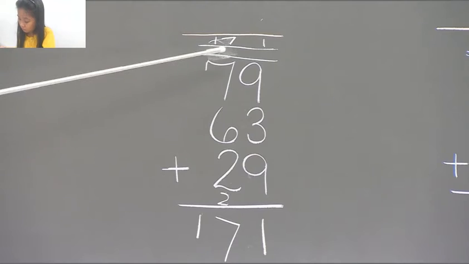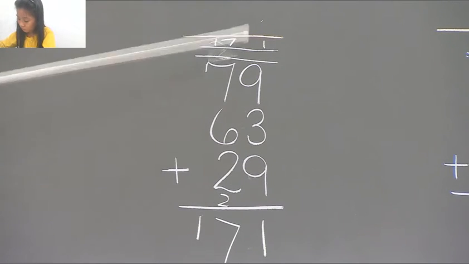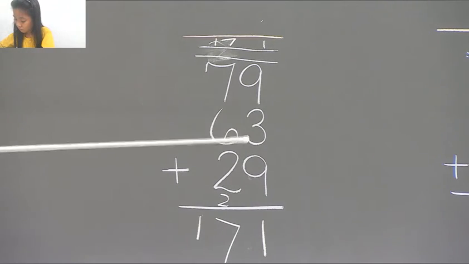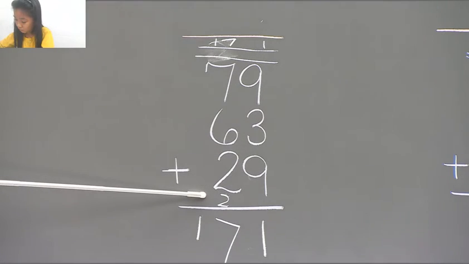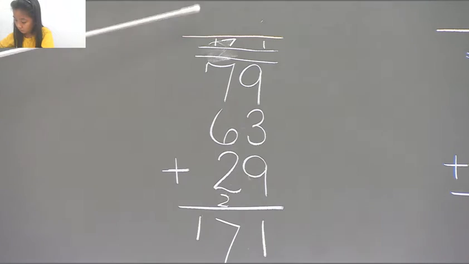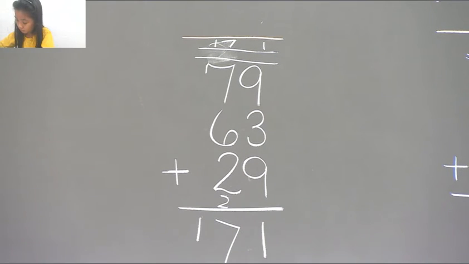And this person also did an excellent job. I can see where they erased what they carried from the first time because you don't want to get confused with those extra numbers. And then the second time they added, they carried here at the bottom and added up. The number should be 171.